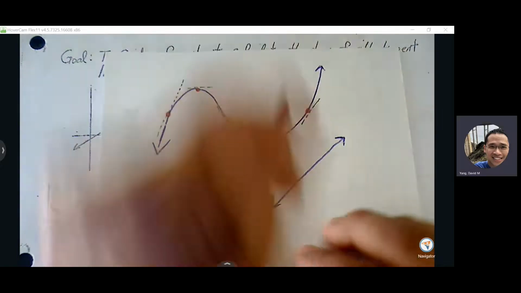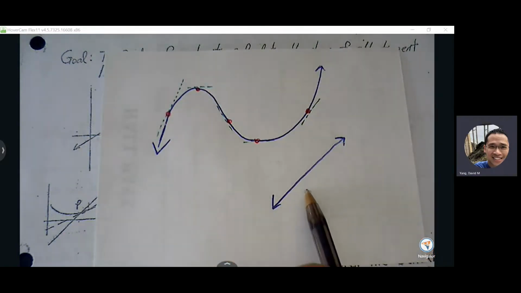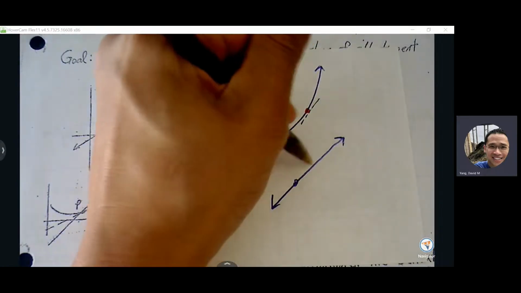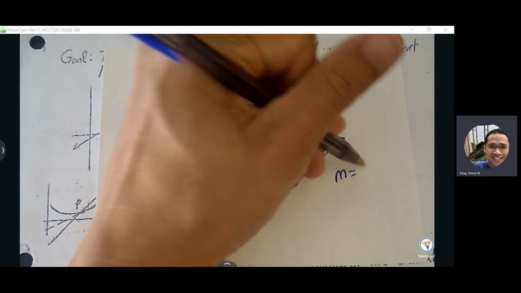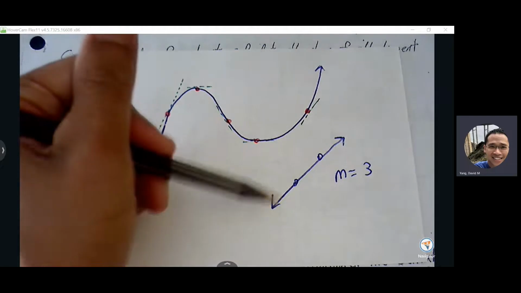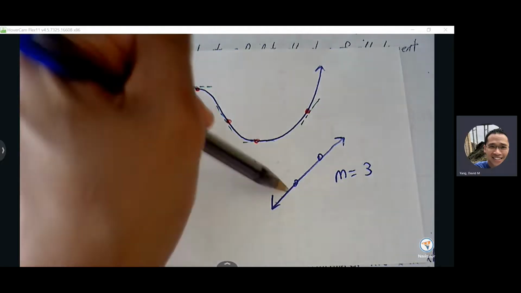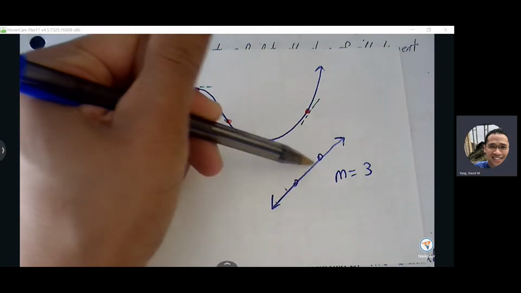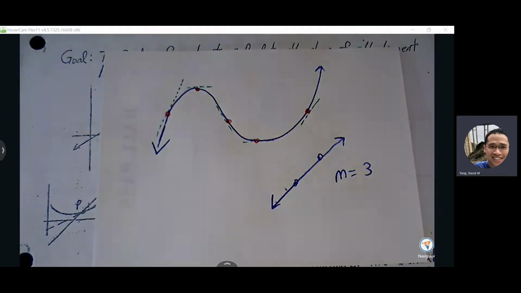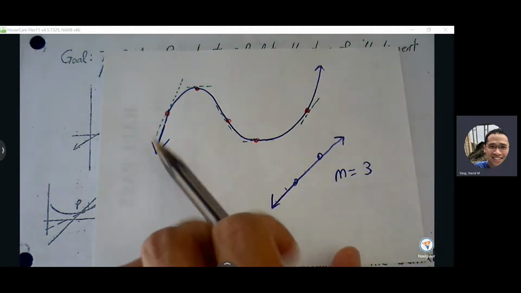Now, if I asked you to calculate the slope of this line, what information would you need? 2 points. Just 2 points, right? And let's say the slope is 3. Then any point on this line, the slope is going to be what? 3, right? It's never going to change. What if I ask you, what is the slope of this curve?